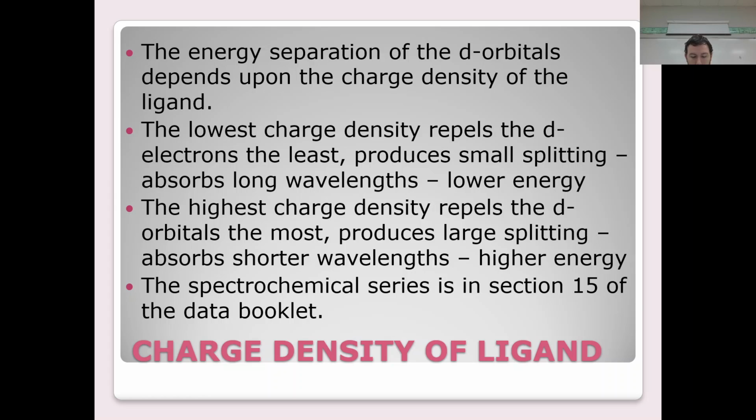And so taking a look at that, it goes from iodide, bromide, sulfide, chloride, water, hydroxide, ammonia, cyanide, and then carbon monoxide, right? So that would be the order. That was from least to greatest. And again, you can find that spectrochemical series in section 15 of the data booklet, so no need to memorize that order.